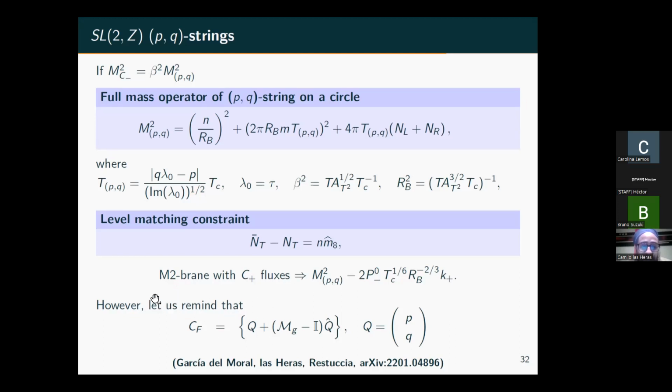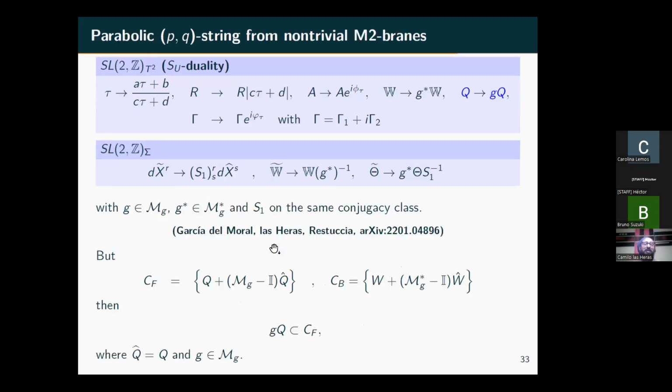However, let us remind ourselves that we started with an M2 brane with trivial monodromy. That means that the coinvariant only contains one element, okay? So we ask ourselves what happens if we consider a non-trivial monodromy. In that case, the coinvariant will not have only one element, but there will be a sort of equivalence classes of Kaluza-Klein charges, okay? So in order to do this, let us go back a little bit to the M2 brane, and let us mention that the M2 brane with fluxes has two main symmetries.